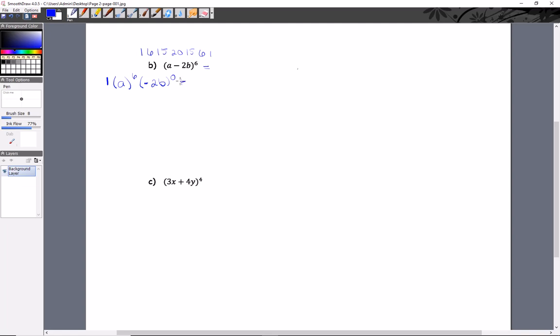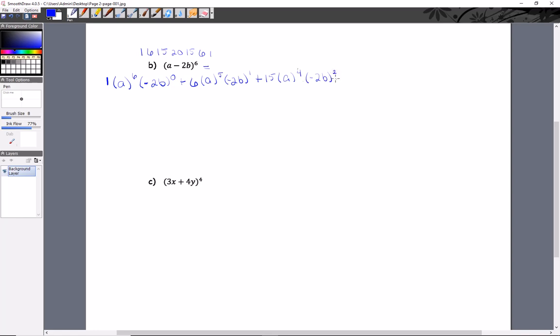Plus, all right, 6 is our next coefficient, times a raised to the 5th power, and then negative 2b raised to the 1st power. So things are going to kind of go, this would have been a positive outcome, this will switch to negative because of that sign, and we'll see some alternation that way. All right, next coefficient is 15, and that'll be a raised to the 4th power, see it drops, and then negative 2b, and that'll be raised to the 2nd power.